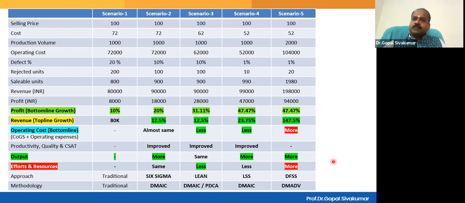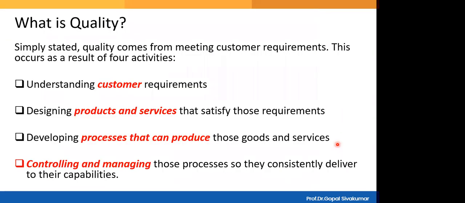Please understand, scenario 5 is a birth-giving process. Scenarios 2, 3, and 4 are improvement. We are improving from the current. Improving from the current is DMAIC. Developing something new is DMADV. All of you are clear? The different types of projects? Yes, sir.